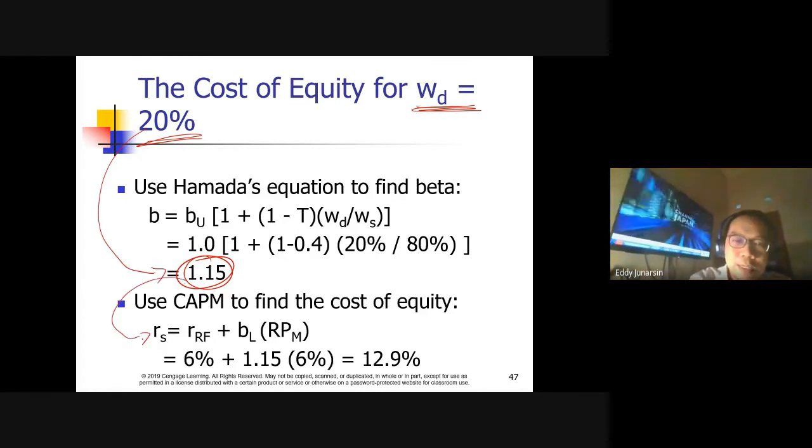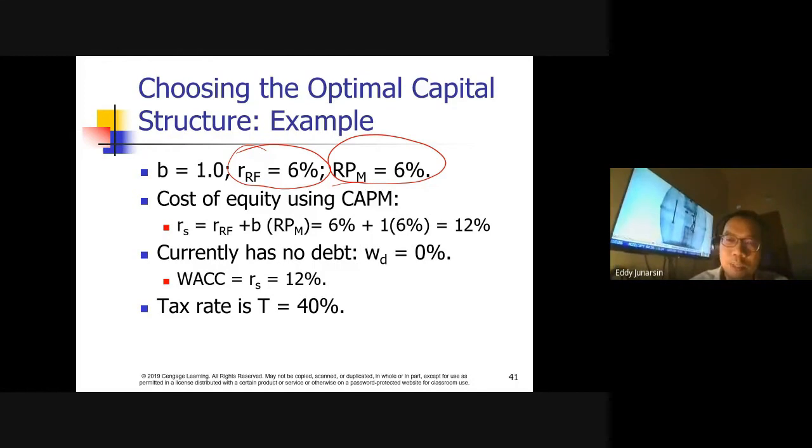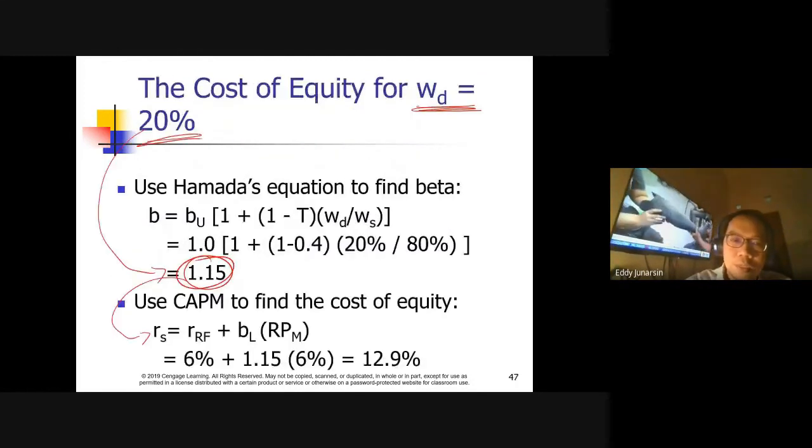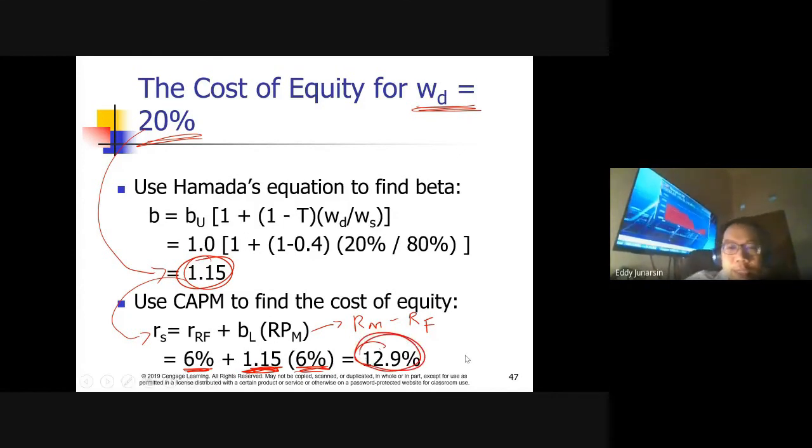So we put it in the CAPM again to re-estimate the cost of equity. The risk-free rate, from the early assumptions, is 6%, and the market risk premium is 6% also. So risk-free is 6% plus the new beta, the beta when the debt ratio is 20%, multiplied by the market risk premium. This is RM minus RF, and the information is given, that is 6%. So the new cost of equity is 12.9%. This is the cost of equity when the debt ratio has increased to 20%.